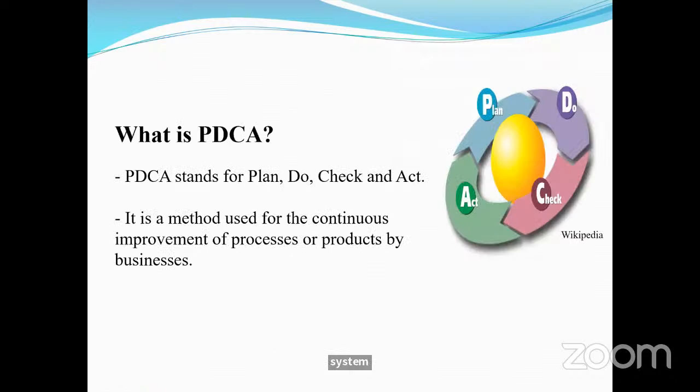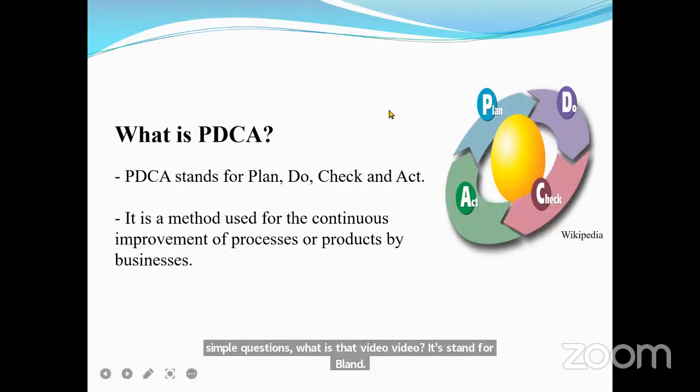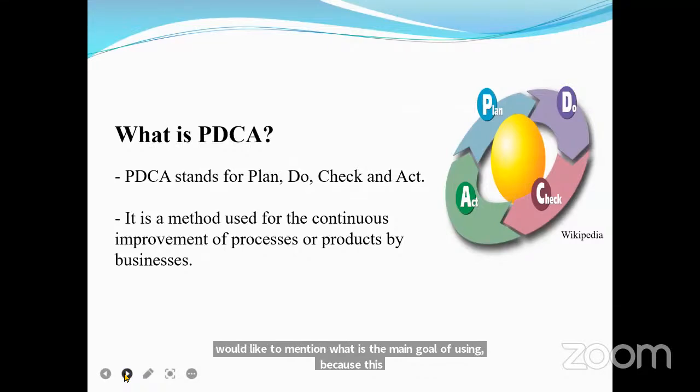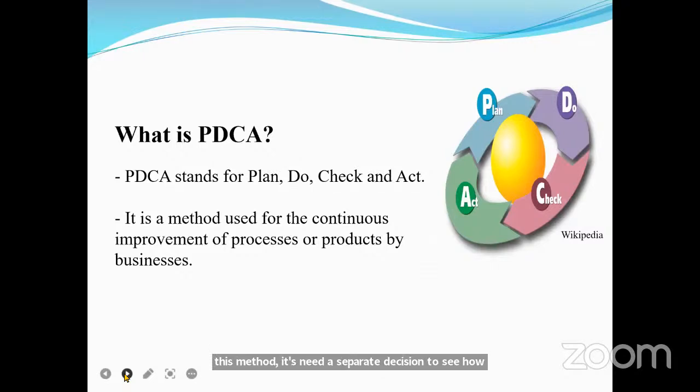Simple question: what is PDCA? PDCA stands for plan, do, check, and act, as you see. It is a method used for continuous improvement of processes produced by a business. But I want to talk about the history of this method. I would like to mention the main goal of using it, because this method needs a separate session to see how to implement it in biorisk management.